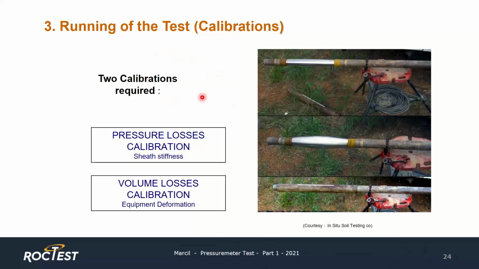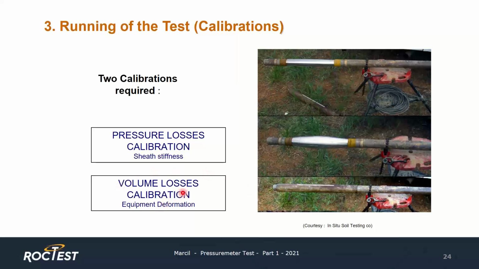So after preparing the equipment, you need to calibrate it. There are 2 calibrations. First calibration is the pressure loss calibration. This calibration consists in inflating the probe unconfined and measuring the resistance of the membrane. This resistance will be subtracted from the total pressure that will be measured afterwards during the test. This calibration can be done once when you put on a new membrane, and then it doesn't need to be repeated unless testing very soft soils.